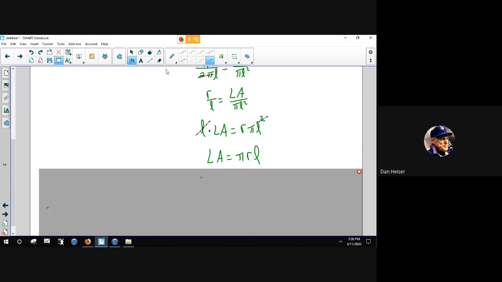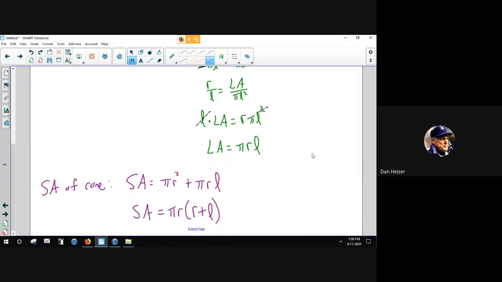The curved part of a cone, that lateral area, if you think of it as being the wrapper of a cone, or if you've ever gotten an ice cream cone and there's a little paper wrapper around the cone part, that would be the lateral area. It is pi times the cone's radius times the cone's slant height.